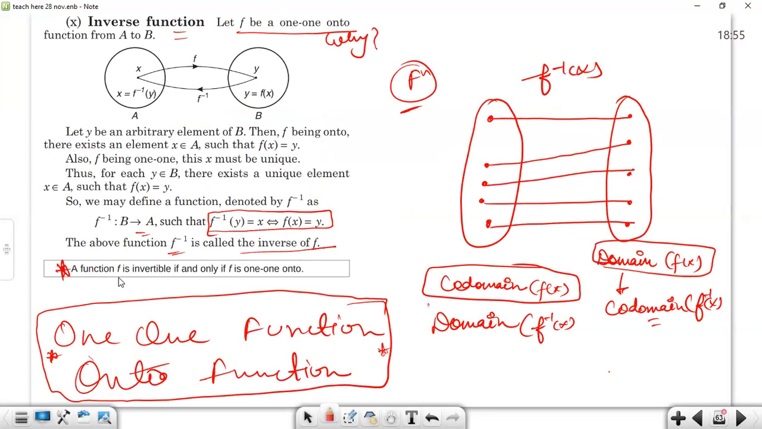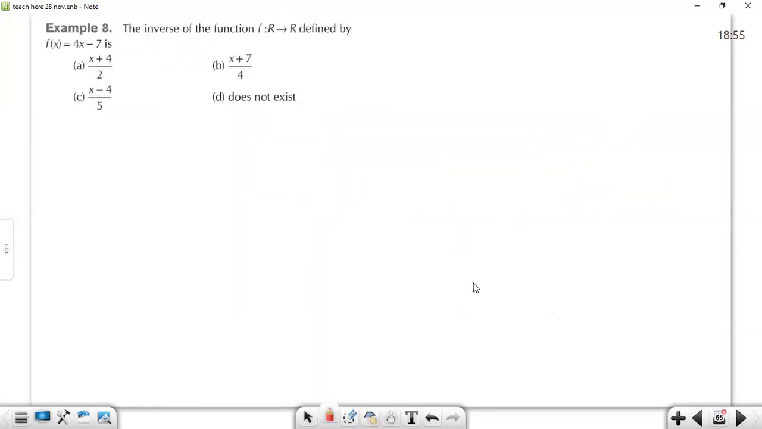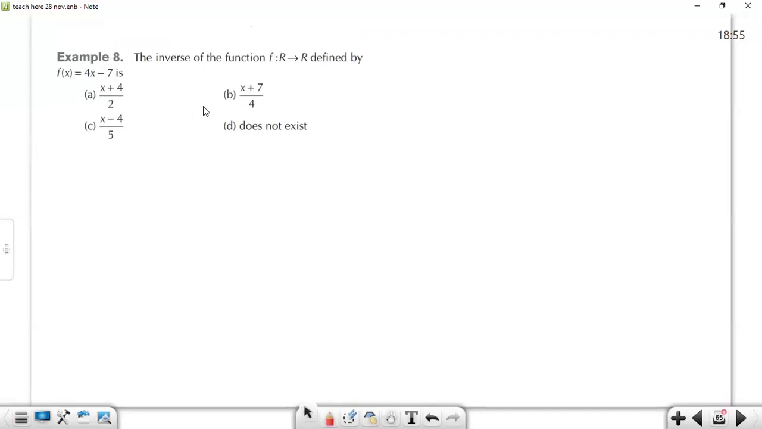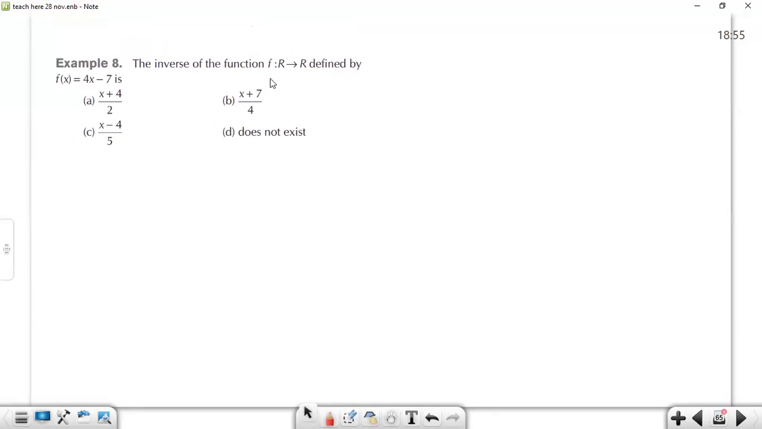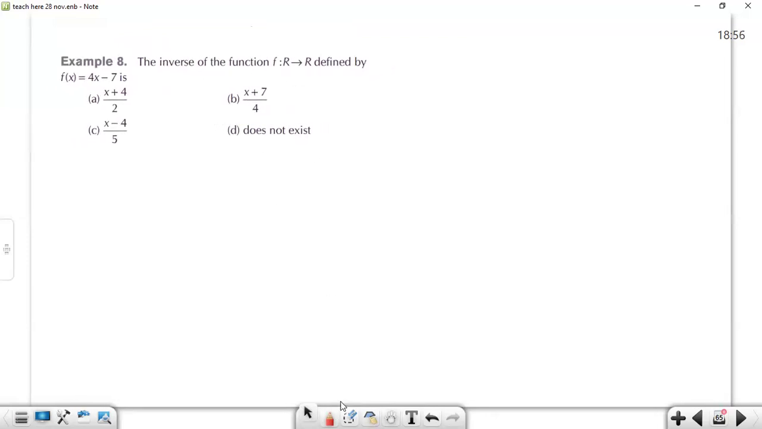A function f is invertible if and only if the function is one-one onto. I hope that's clear. Now let's discuss one example. Now we have to find out the inverse of this function from real numbers to real numbers. So for doing this, we have to check first whether the function is one-one onto or not.